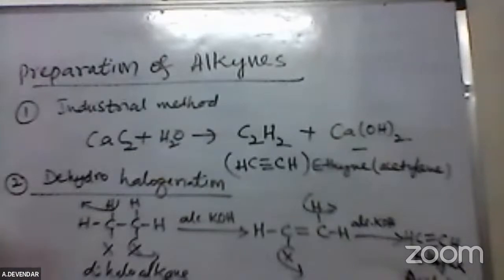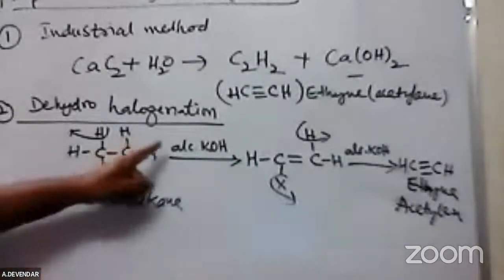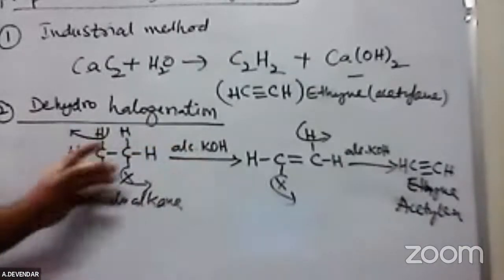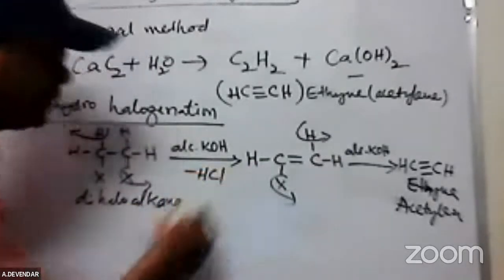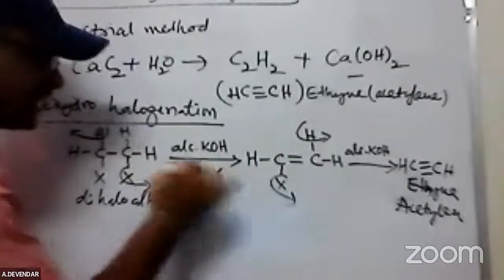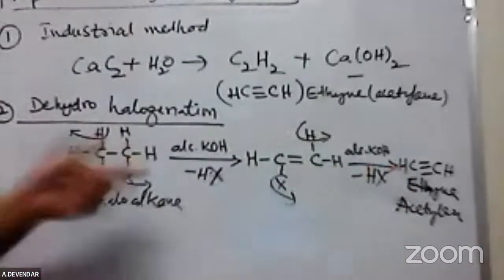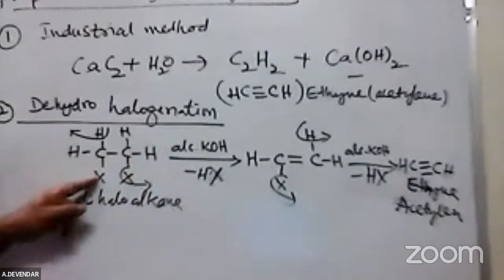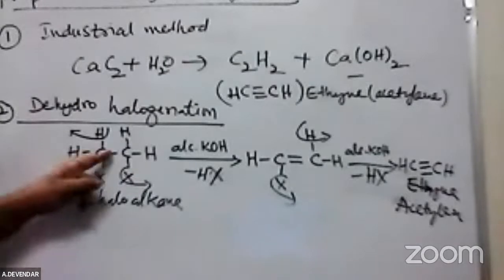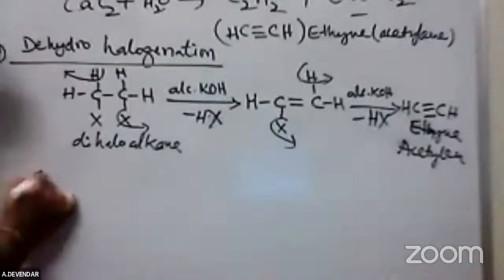Dehydrohalogenation in the presence of what? Dihaloalkanes. When dihaloalkanes are reacted with alcoholic potassium hydroxide, you are removing hydrogen and halogen one by one, that is, one HX is removed, whether it is chlorine or bromine, depending on the X group you are using. Suppose you are using chlorine, for example 1,2-dichloroethane. Shall I write the example on this case?